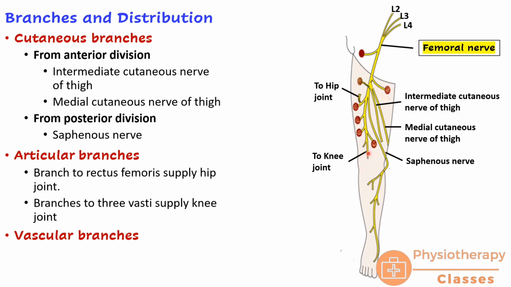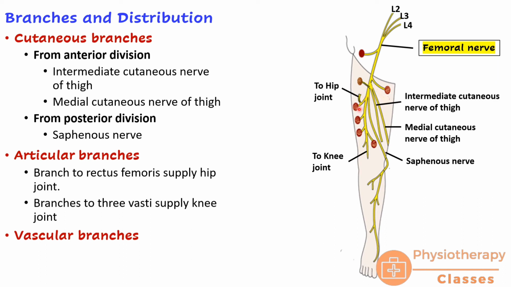If there is any disease process in the knee joint, the patient may feel referred pain in the hip joint. Why? Because both the joints are supplied by branches of femoral nerve. Now let us see which muscular branch will give a branch to hip joint. It is a branch to rectus femoris. This muscle, rectus femoris, here.